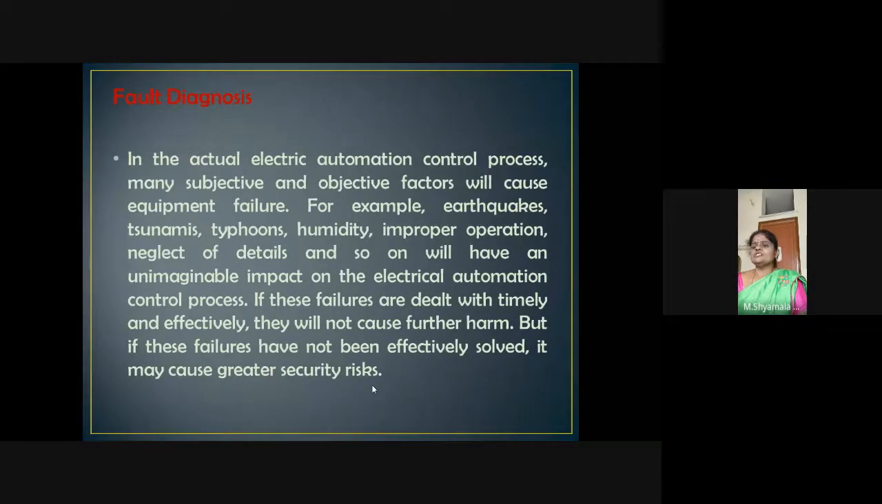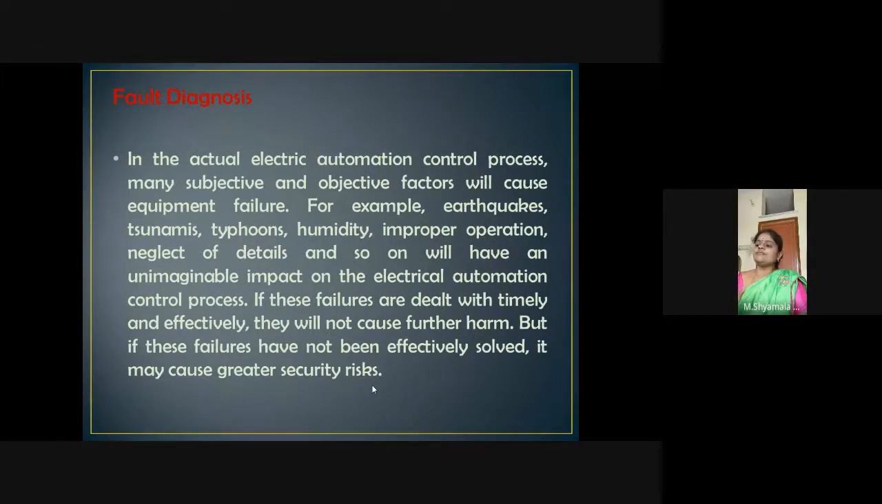Second category is fault diagnosis. In the actual electrical automation control process, many subjective and objective factors will cause equipment failures. For example, earthquakes, tsunamis, typhoons, humidity, improper operation, neglect of details, and so on will have an unimaginable impact on the electrical automation and control process.